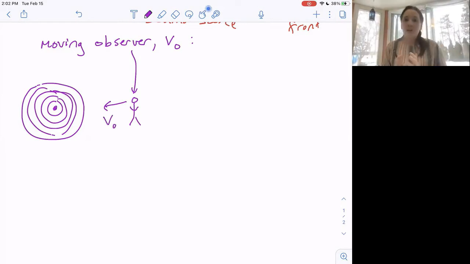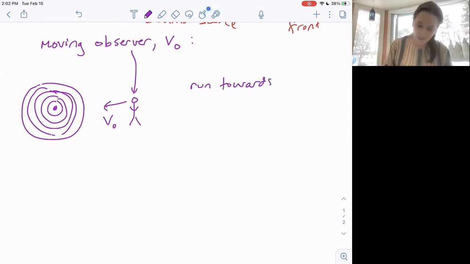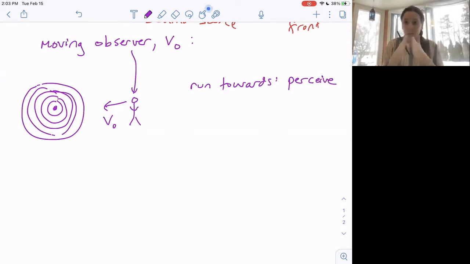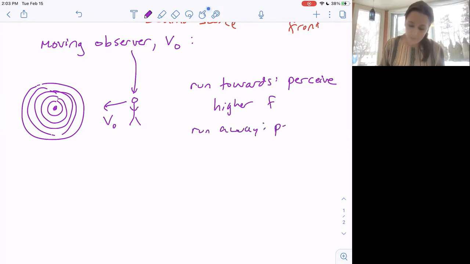And again, what you can imagine is that as they run towards the source, all of those waves squish upon themselves. And again, in that case, the shorter wavelength would be the higher frequency, so you would perceive a higher frequency. And if you run away from it, then you would perceive a lower frequency.